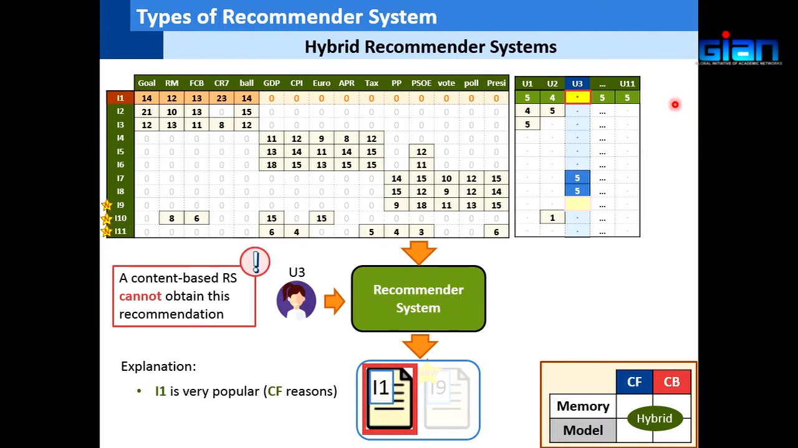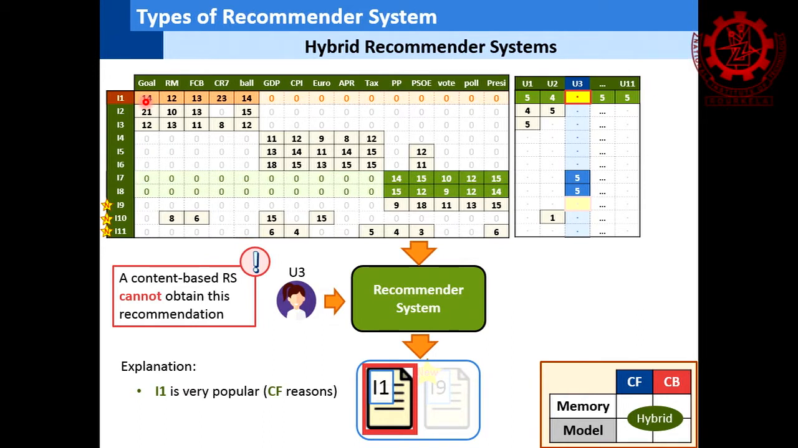However, the content-based recommender system cannot obtain this recommendation. Why? Because the items that the user has consumed are not similar to the item we are going to recommend. So a content-based recommender system cannot provide this recommendation, and it seems a very interesting recommendation because many users have rated it. So according to this table, we can provide this recommendation.